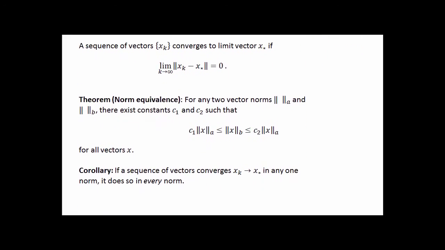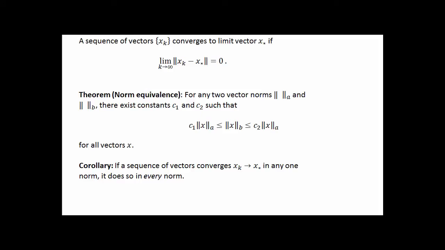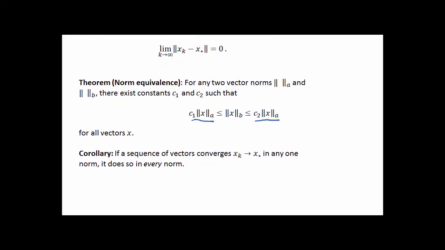One more theoretical bit that comes in handy sometimes in more advanced work is there's a theorem known as the norm equivalence, which says that if you have any 2 vector norms, there's a way to bound one of them in terms of the other from above and below, just using constants that don't depend on the vector x at all. The main significance of that result is that you can use it to prove the following corollary, that if you have a sequence that converges in one particular vector norm, then that sequence actually converges in every norm.